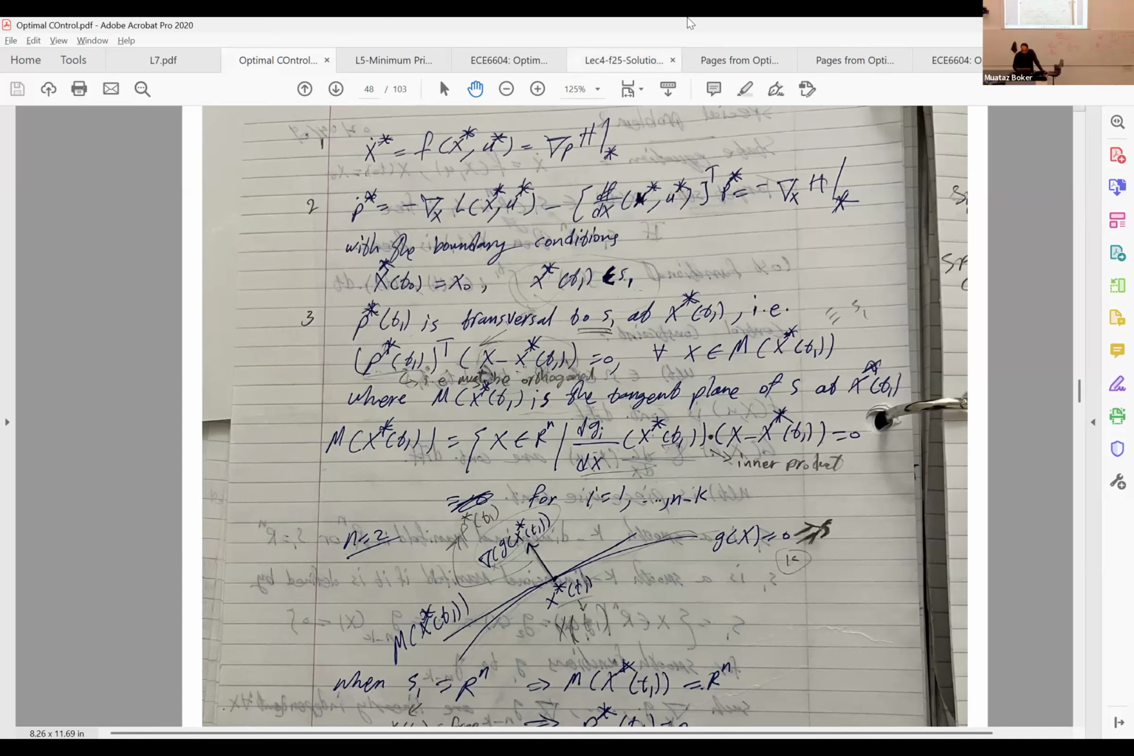Here, what is g of x? Is it the constraint? Yeah, g of x is not the constraint. G of x represents the final set, the target set of the final state, x at T1. It's a set. Okay.